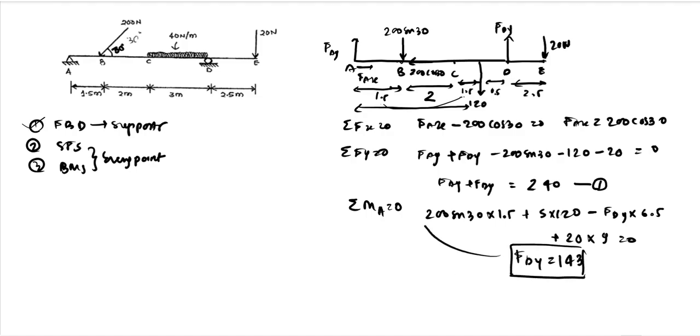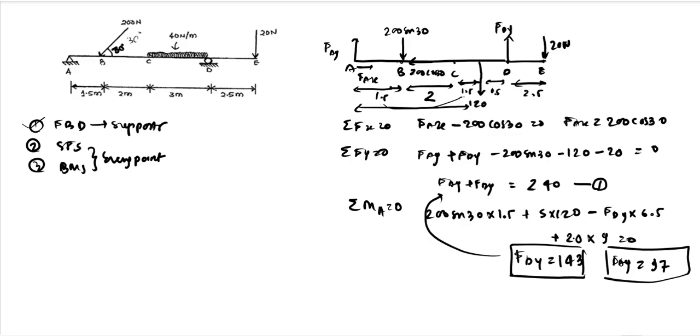And if you put this into your equation number 1, you will get FAY as 240 minus 143. So 240 minus 143 comes out to be 97. So it will be 97.